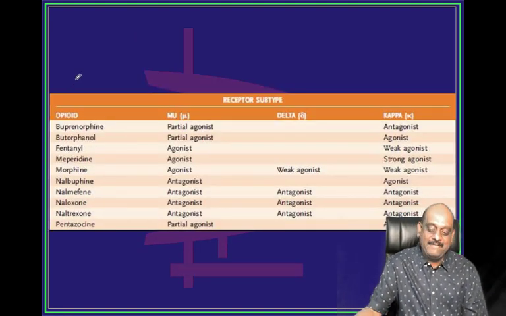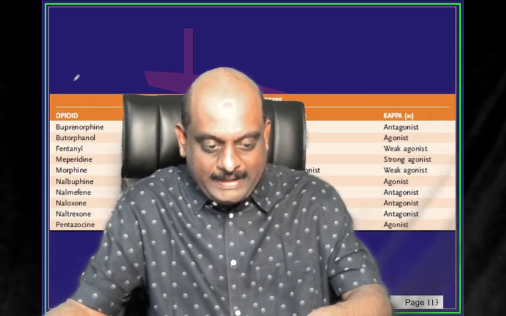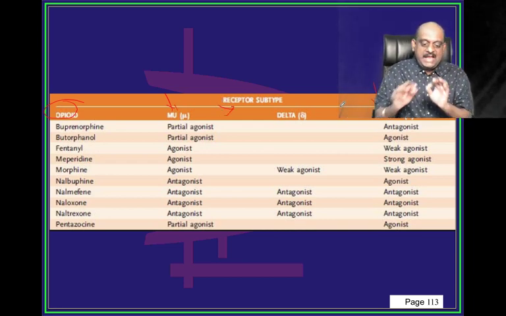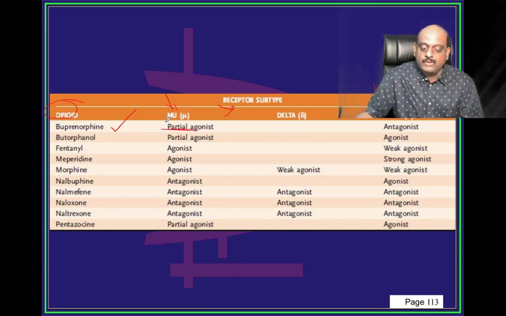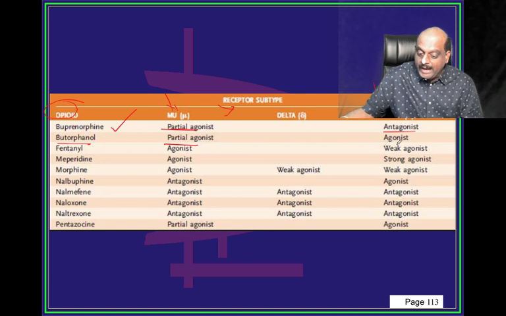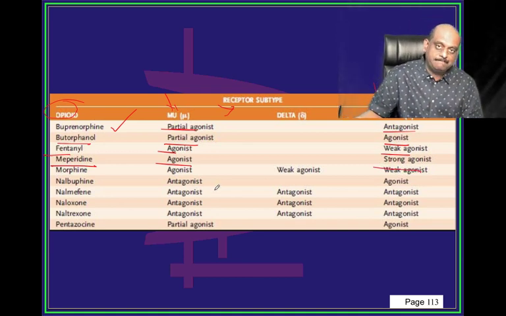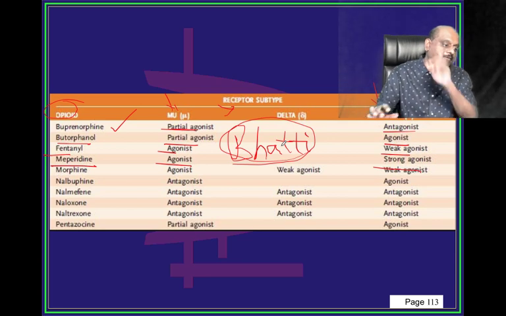Now comes the favorite question of the examiner. Which opioid acts on mu, delta or kappa? Is it agonist or antagonist? You have to learn a table. Buprenorphine: partial agonist on mu and antagonist on kappa. Butorphanol: partial agonist on mu and agonist on kappa. Fentanyl: agonist on mu, weak agonist on kappa. Meperidine: agonist on mu, strong agonist on kappa. Just memorize this table code. Definitely one question is going to come.